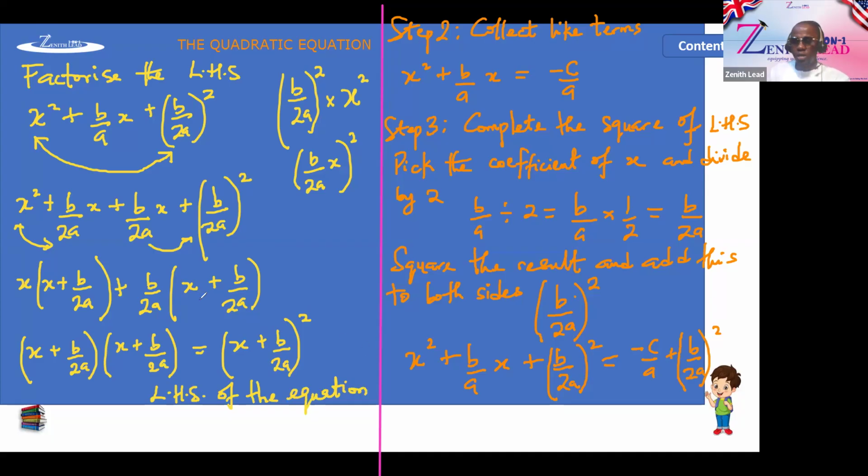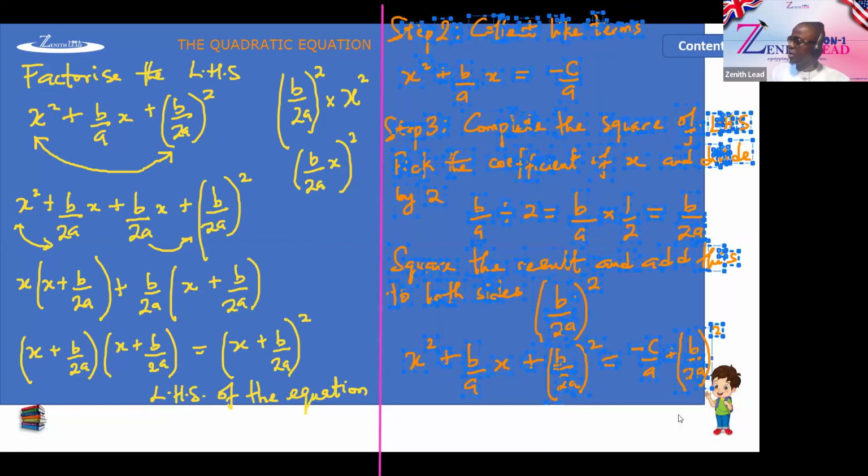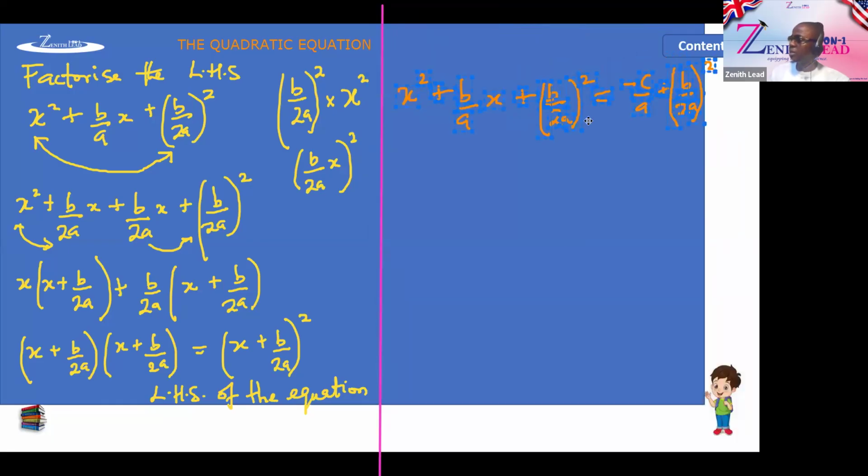We now turn over to the right-hand side. Now, what we've done here is to complete the square. We have completed the square of the left-hand side. And now that that is done, we can move over to simplifying the right-hand side of the expression. Once again, this is our expression.